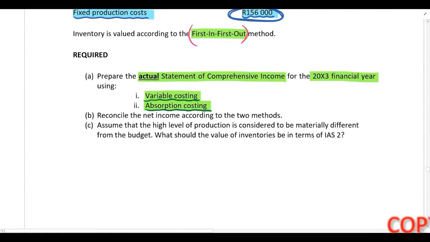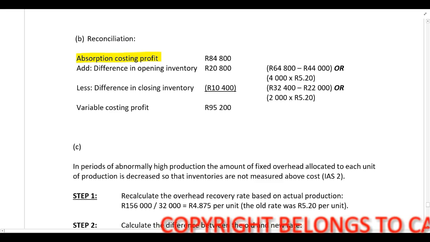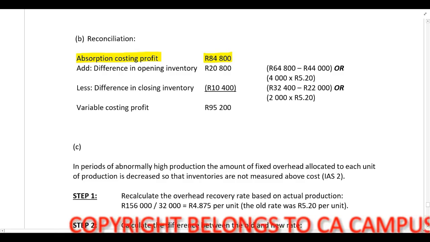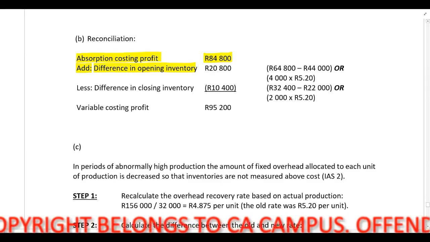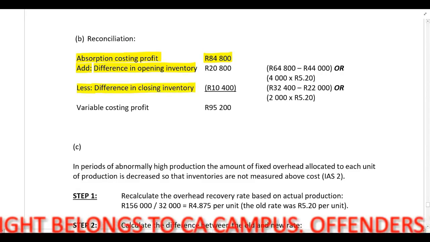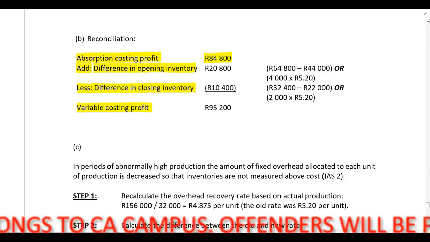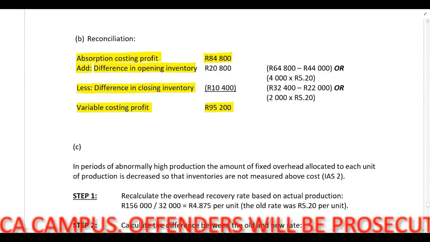Then in part B, we need to reconcile the net income according to the two methods. In order to perform the reconciliation, you start with your absorption costing profit. That comes directly from your absorption costing statement. You are then going to add any difference in opening inventory, deduct any difference in closing inventory, and that will give you your variable costing profit. And you'll see that ties into your profit as per your variable costing statement.